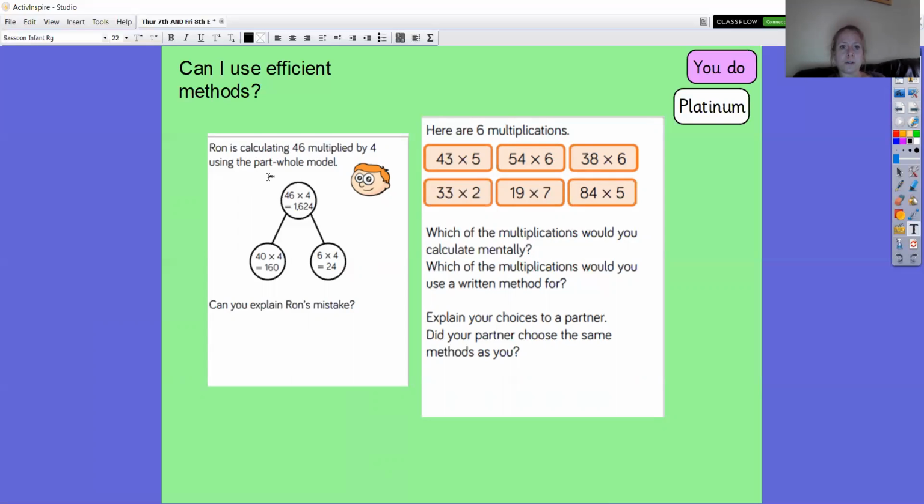So the first one, it's just got Ron calculating 46 multiplied by 4 using a whole part method. Can you explain Ron's mistake? He's made a mistake there. And then some of these are about how you would work out these sums. It says explain to a partner, but obviously you can just think for yourself, or you can explain to someone at home if you have somebody there.